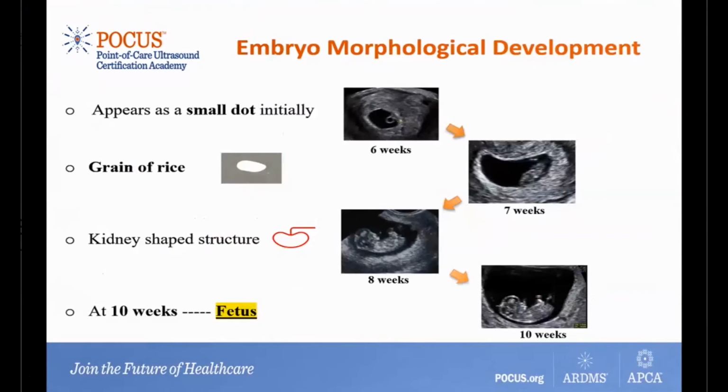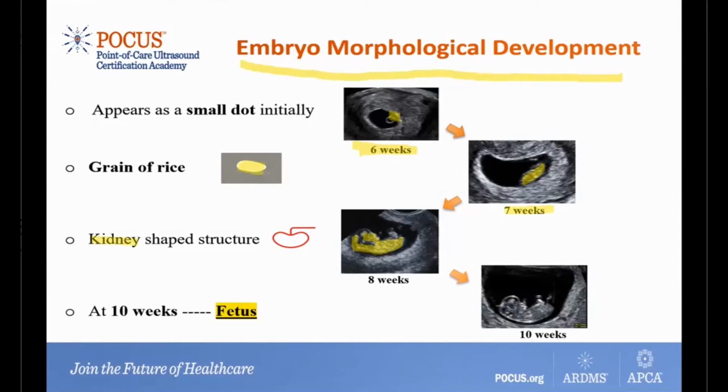So let us now review the embryo morphological development process. As seen on ultrasound, at around 6 weeks gestation, it appears like just a really tiny dot, and that's the diamond ring sign. At about 7 weeks gestation, it starts looking more like a grain of rice. Here it is. At about 8 weeks, it looks almost like a kidney. It's a kidney-shaped structure, and there it is. And subsequently, it grows in this fashion and maintains that shape.